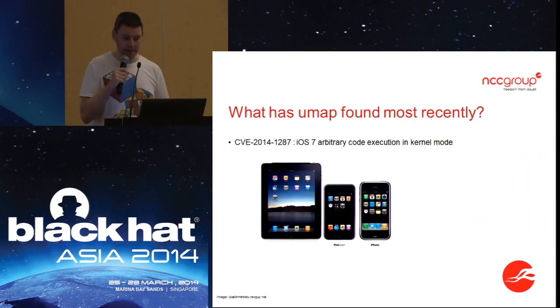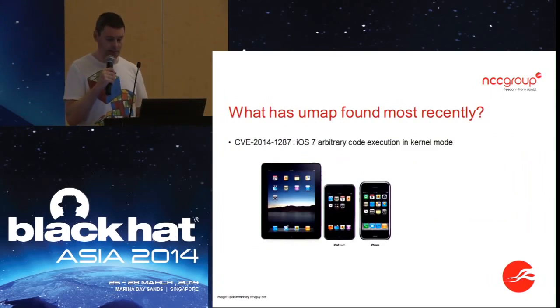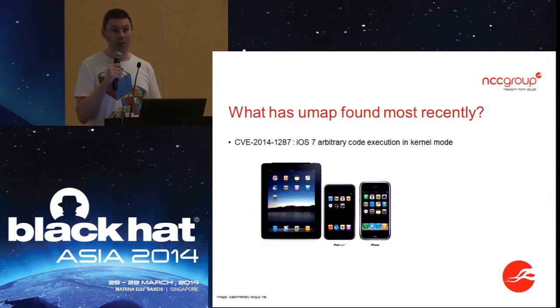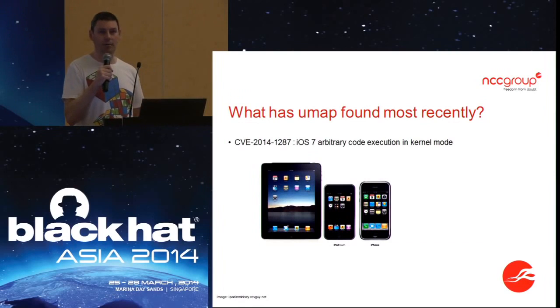Most recently, and the advisory for this went out last week, UMAP identified arbitrary code execution in iOS 7. So it's pretty powerful stuff. If somebody actually wrote an exploit for this particular vulnerability, we're talking about a tethered jailbreak here. So the fact that these kinds of things are still there and they can be found with open source tools, download UMAP and have a play with it. You never know what you might find.